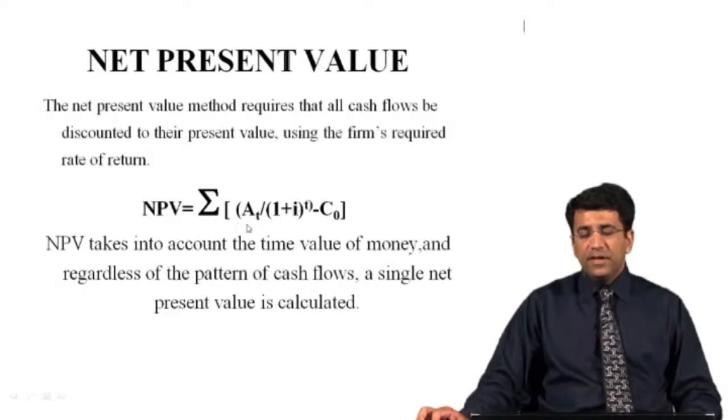You can see that summation A_t over (1 plus i) raised to the power t. Now in this particular case, students, this A is actually the present value of money, and i is representing the interest rate, t is the time period, C is representing the cost. So what we will do, we will calculate the aggregated discounted benefits and aggregated discounted cost. We will have the difference of these two values, and that particular value is the net present value actually. So net present value takes into account the time value of money, and regardless of the pattern of cash flows, a single net present value is calculated. So in order to calculate the net present value, we'll have to discount all the different cash flows, and then by adding these different discounted cash flows, we can get the value of net present value.